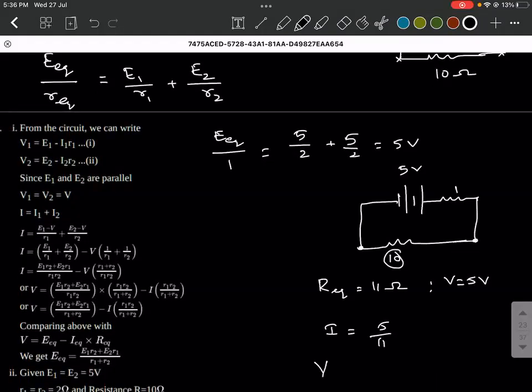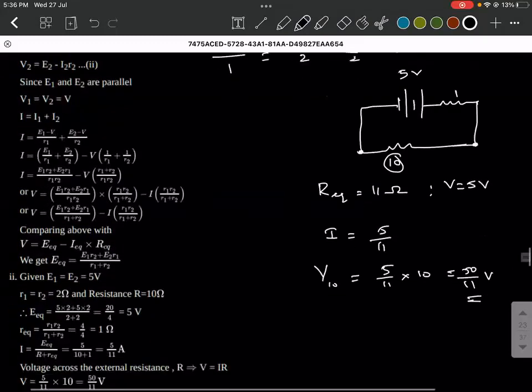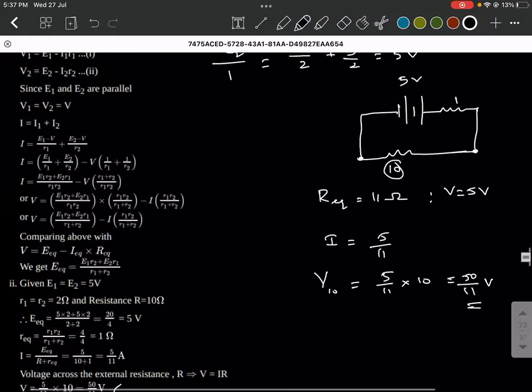So potential drop across the 10 ohm resistor is equal to 5 by 11 multiplied with 10. Why is it 5 by 11 into 10? Because V is equal to IR. 5 by 11 into 10 gives us 50 divided by 11 volt. Whatever it is, 50 by 11. I generally leave it in fractional values. Even if you leave it in fractional value, you will get marks.